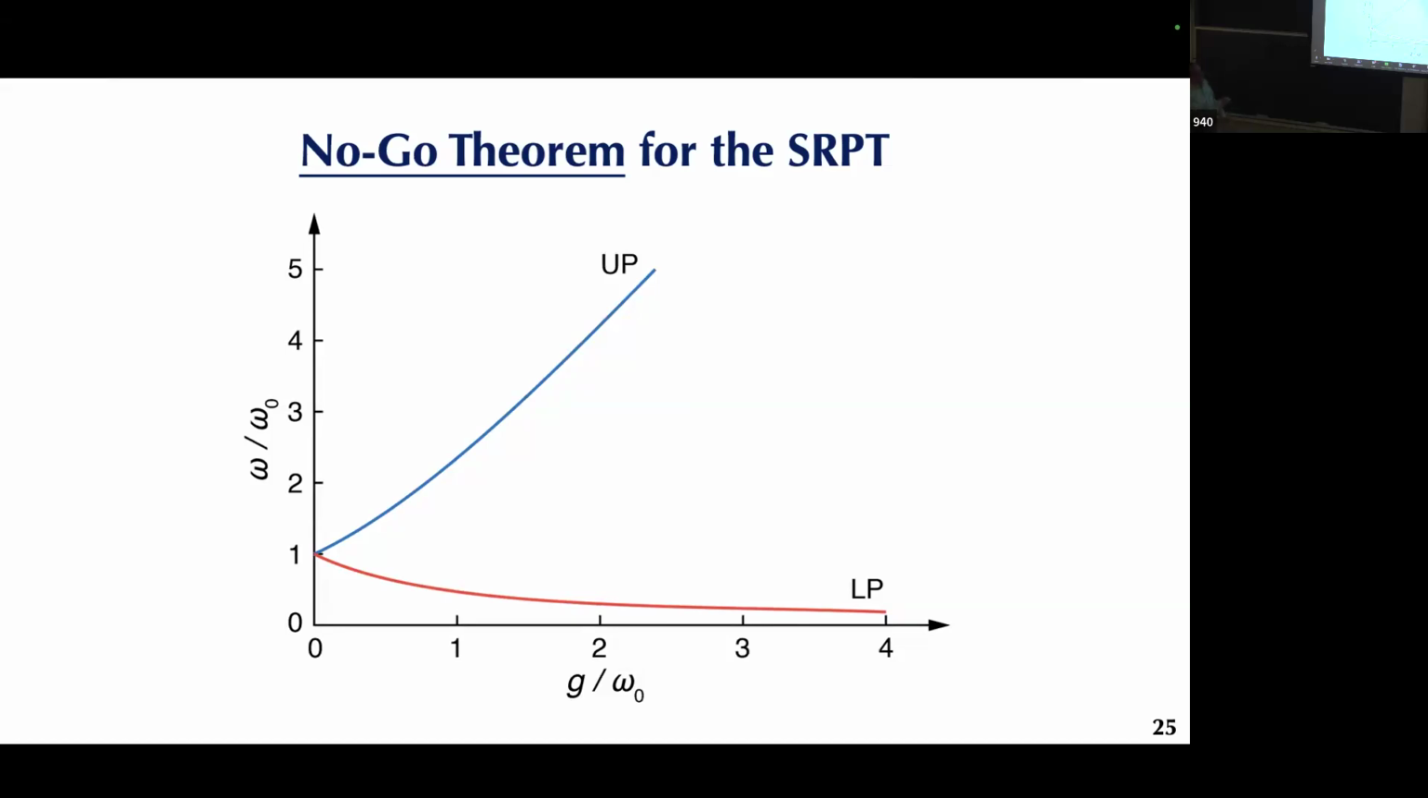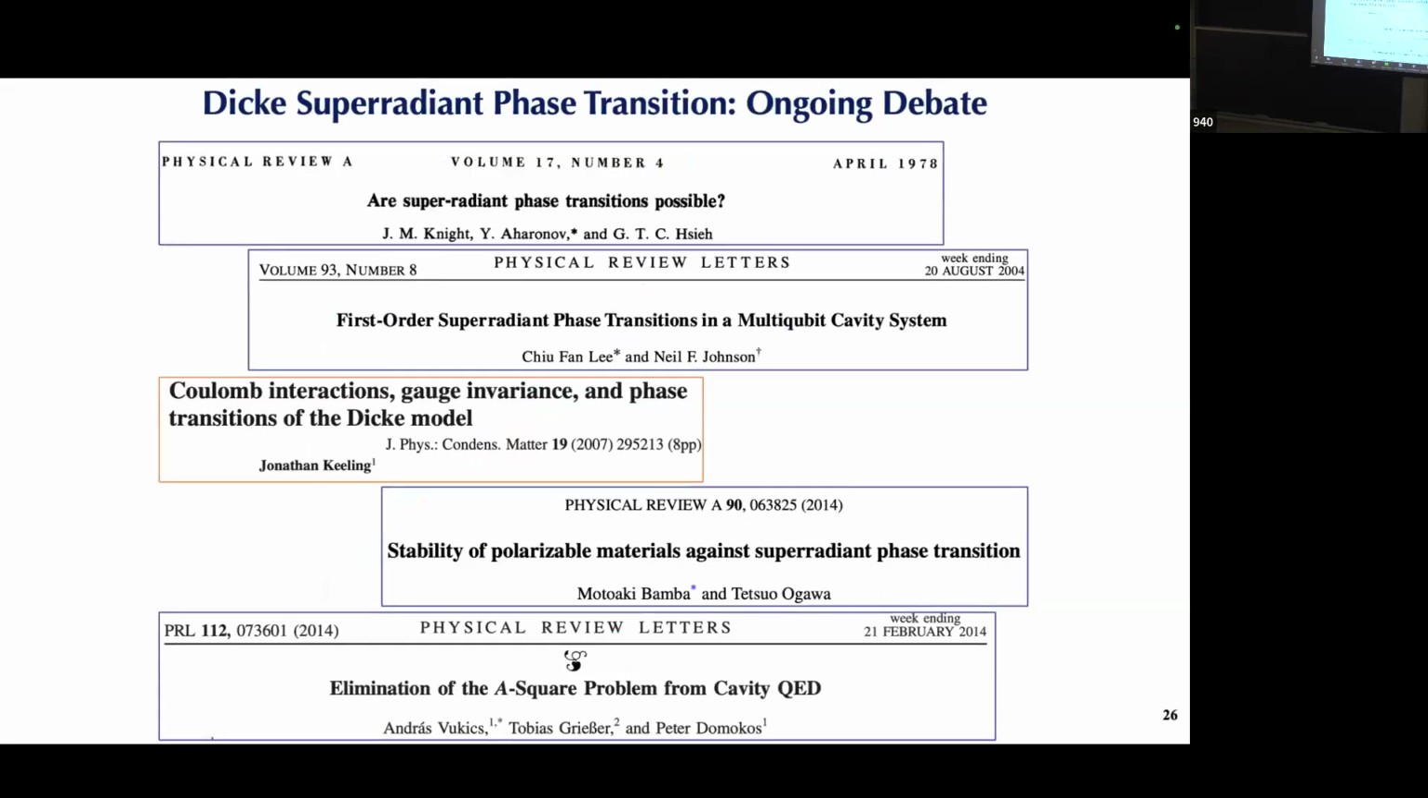So this is known as the no-go theorem of the superradiant phase transition. This was supposed to be the end of this discussion, but it turns out that this was the beginning of many years of discussions and debates among theorists. So they started talking about the conditions where this no-go theorem appears.